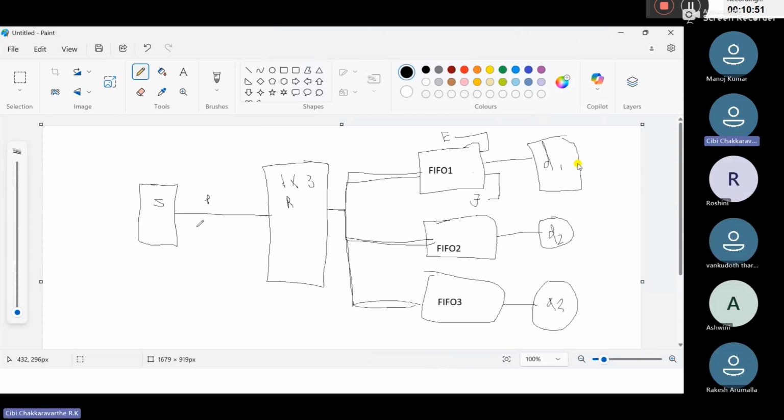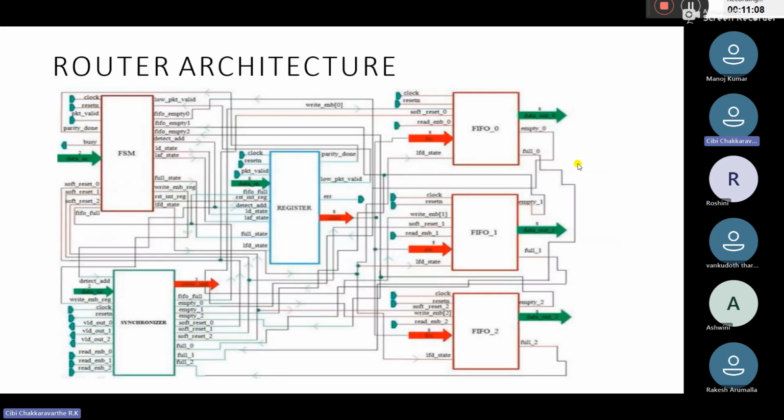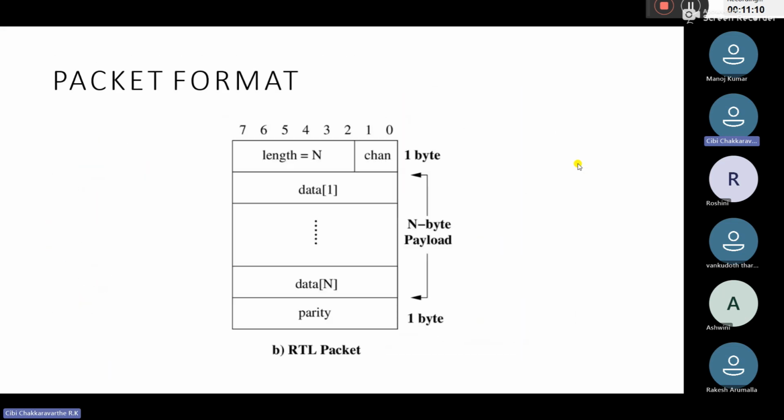Okay, from source to router we send a packet, and from the router it will direct it to the proper destination based on the address. Where will the address be? Inside the packet, as I told you yesterday. For the packet, see in the PPT, this is our format. So in this format, it is our packet.